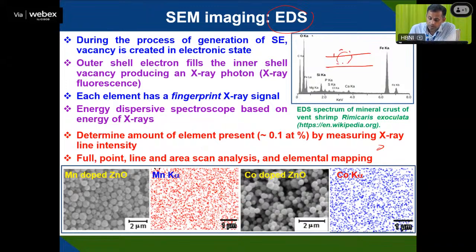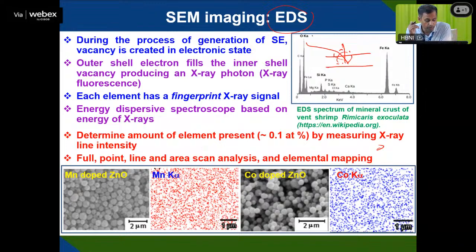On that hole, some other electron from the outer shell will come and occupy it. During this, one outer shell electron fills the inner shell vacancy and produces an X-ray. That X-ray is called X-ray fluorescence. Each element has characteristic X-ray signals, like the corresponding K alpha or K beta, with different energies. So energy dispersive spectroscopy, based on the energy of the X-rays, can determine the amount of element present, up to 0.1% accuracy.